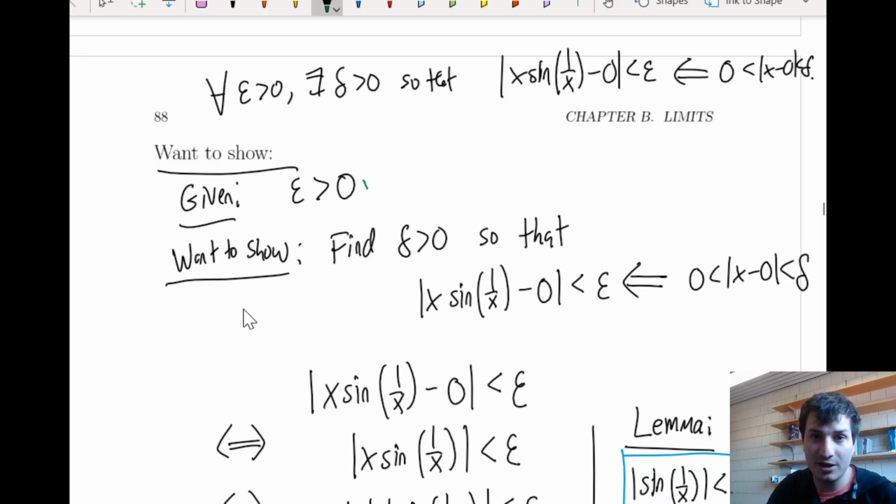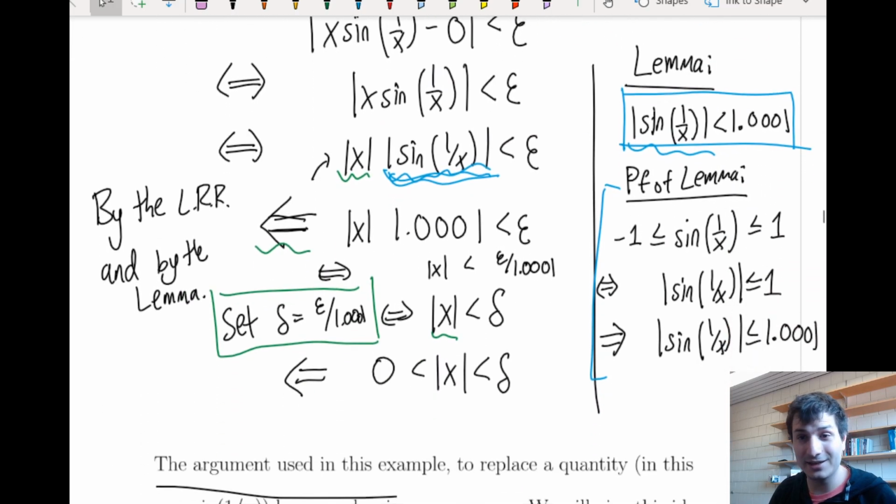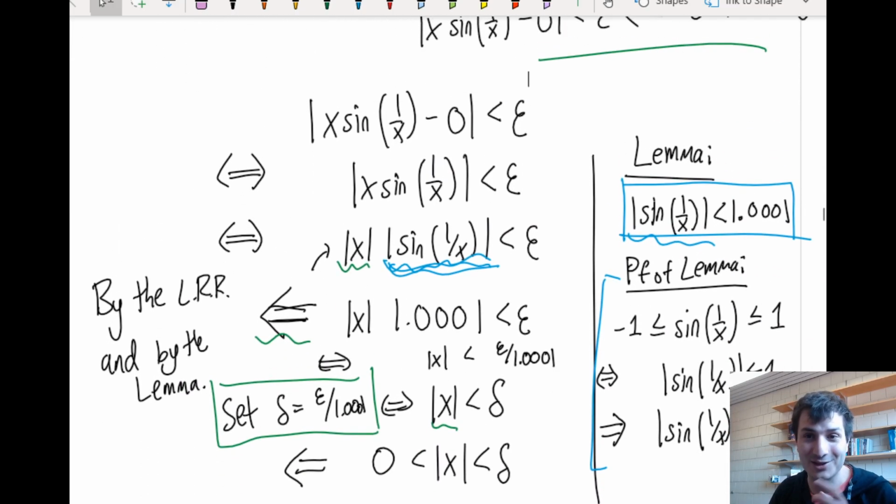We were given epsilon greater than 0. We found a delta. Delta equals epsilon divided by 1.0001. That made this work. So that is the proof of example 7, in case something in class didn't make sense, which it probably didn't. So hopefully that helps.